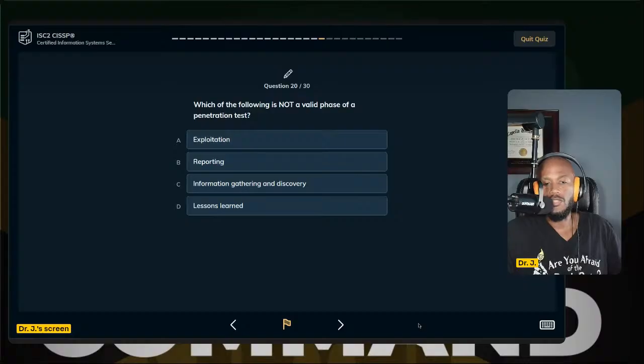Which of the following is not a valid phase of a penetration test?